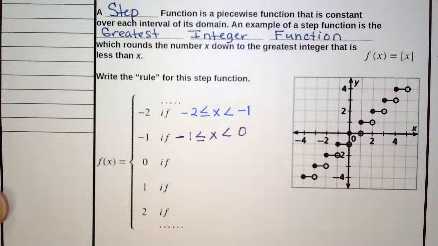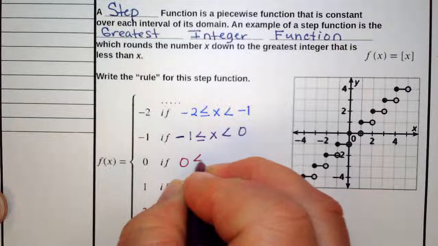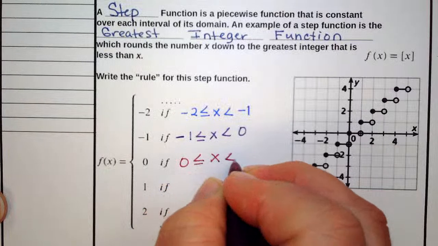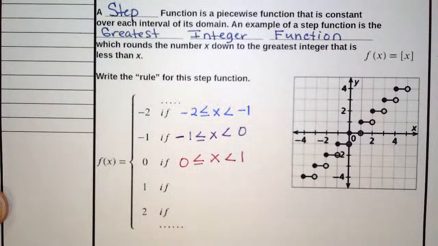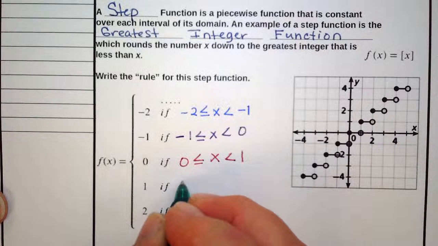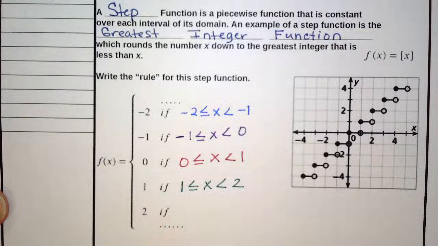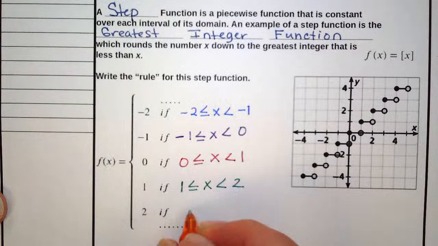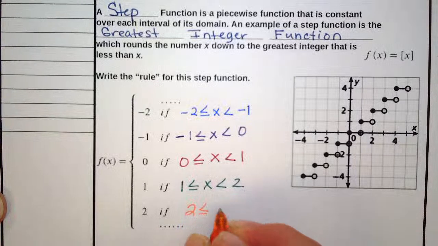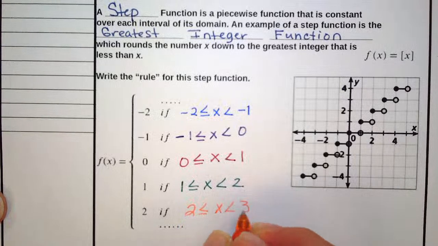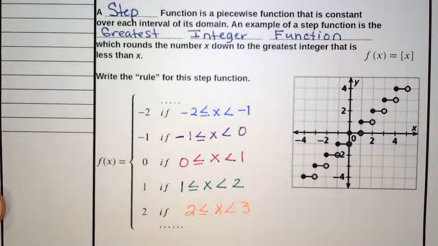Look at the pattern. Do you know what comes next? 0 is less than or equal to x is less than +1. Now do you have the pattern? 1 is less than or equal to x is less than 2. Write the last one. I'm going to wait for you to write that last one. What does it look like? 2 is less than or equal to x is less than 3. And we could go on doing that forever.